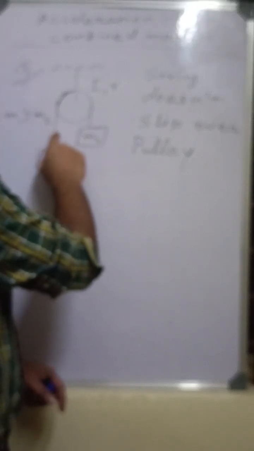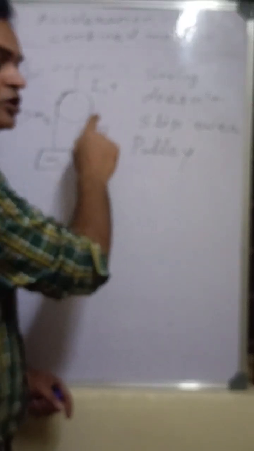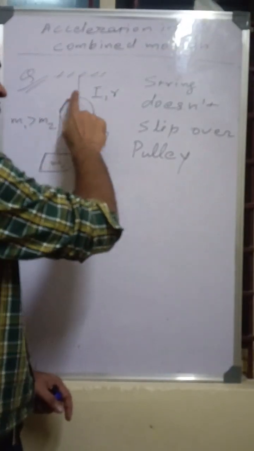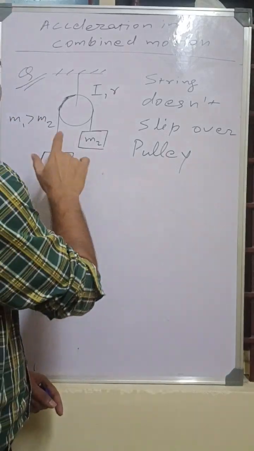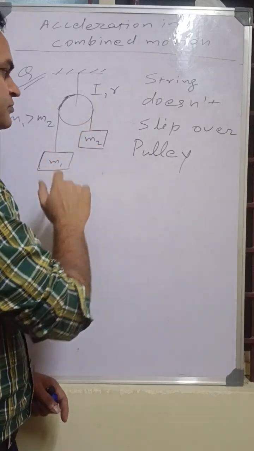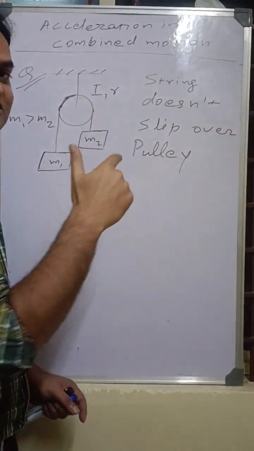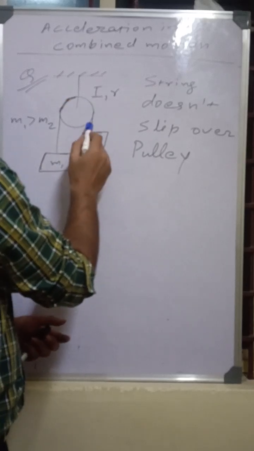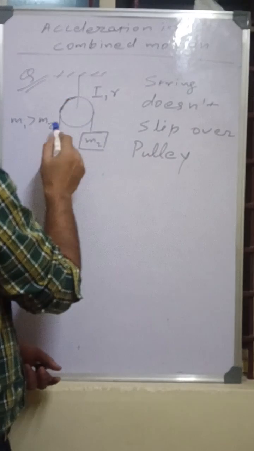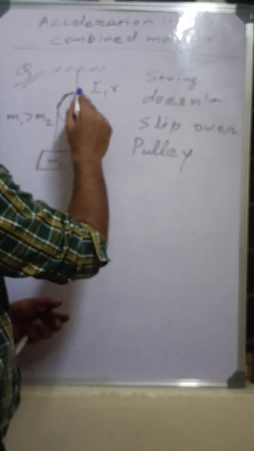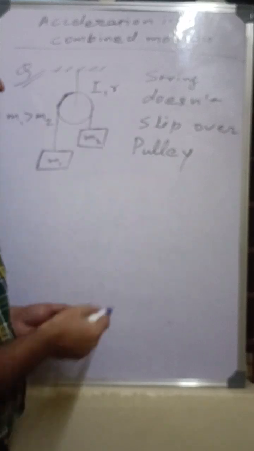Remember this: if a string doesn't slip over the pulley, then the tension in the string on both sides will not be the same. Remember this concept in this type of question. If the string slips, as in Newton's laws of motion, the tension at each and every point will be the same. Whatever the tension is here, that will be the tension on this side also. But in this case, the tension will be different, because friction is acting and the string is not slipping.